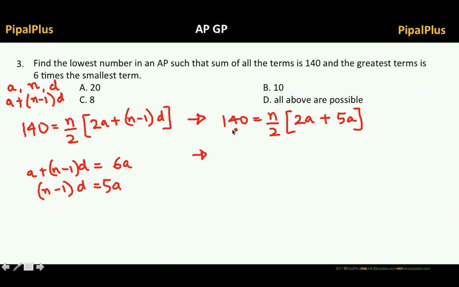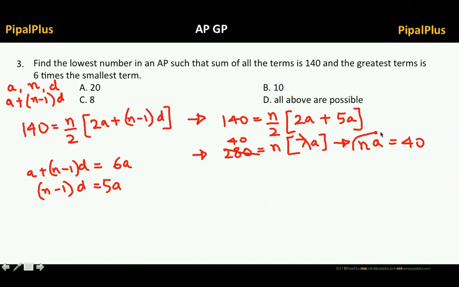Now I'll take the 2 to the left hand side. We get 280 equals n times 2a plus 5a, 7a, and this 7 is going to cancel 280 to get 40. So what we've gotten from this equation is n times a equals 40.